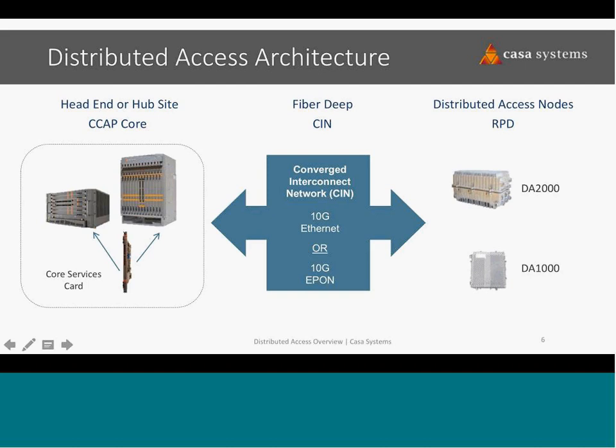And then I have a fiber optic, a pluggable SFP, which leaves this card, and it traverses what's called the CIN. Other people like to call it fiber deep. This could be 10 gig Ethernet or 10 gig EPON. There are several options when it comes to this CIN, which I'll show you some samples of. And then the RPD. In this example, these are the Casa branded ones, where we have our RPD, which goes in a typical node enclosure.